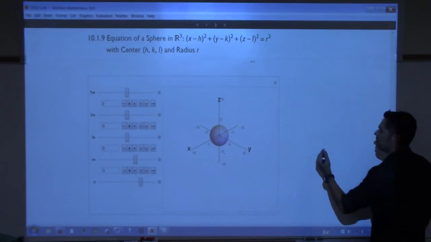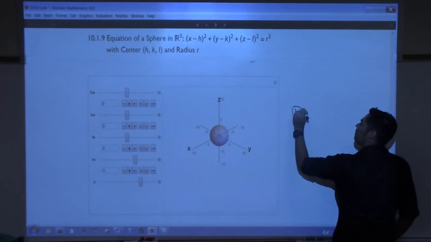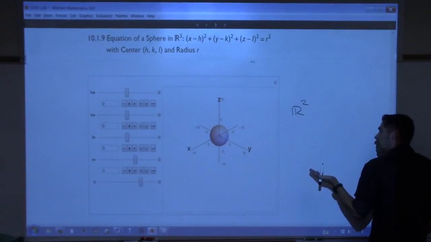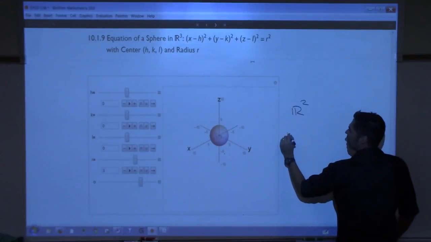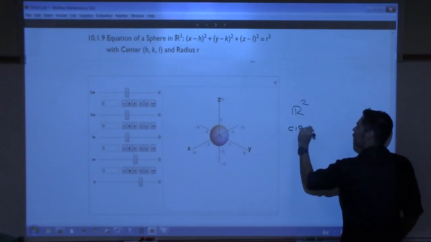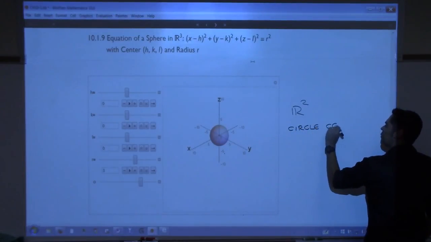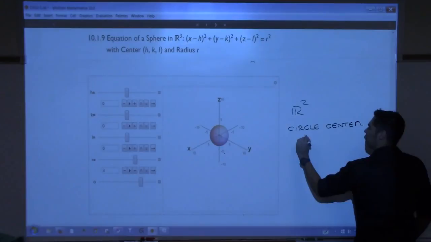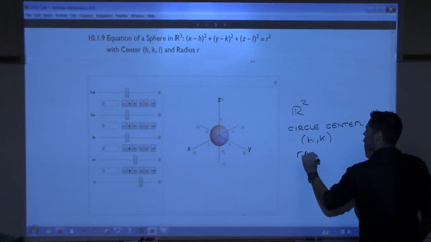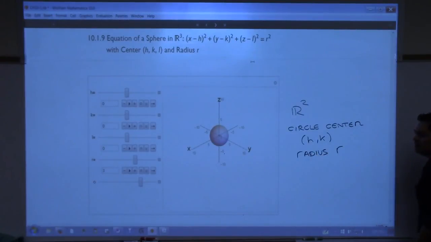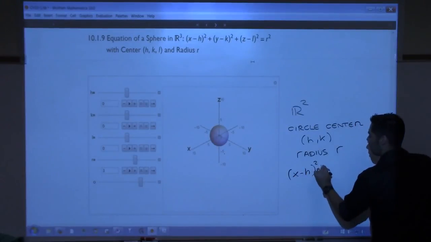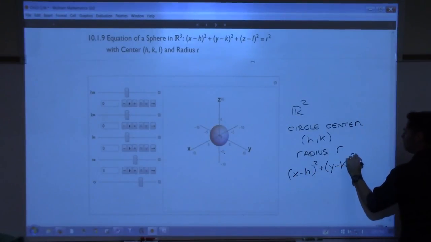There's the equation of a sphere. I'll ask you to recall from Cal, or not from Cal, where did you talk about circles? Pre-Cal? Somewhere in the past, college algebra even. You may recall that for a circle with center (h, k) and radius r, the formula in two-dimensional space was (x − h)² + (y − k)² = r².